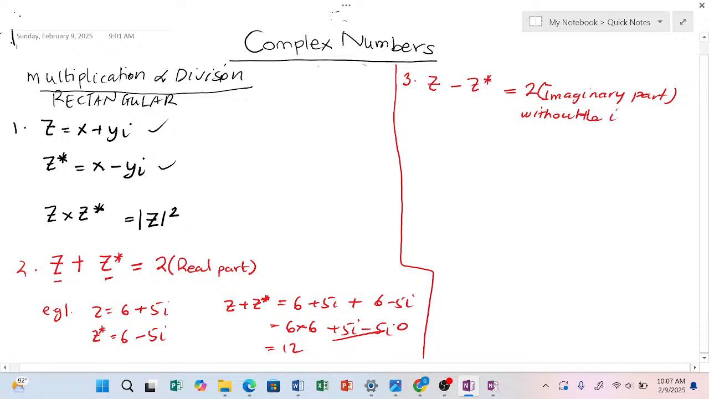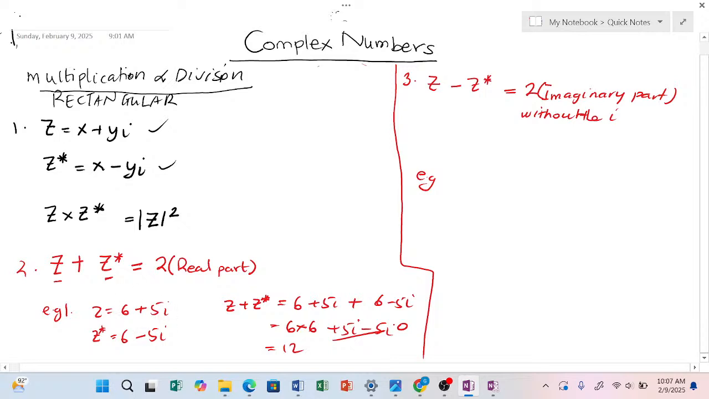So let's take an example to confirm it. Let's use this example. Anyway, let's use this example.